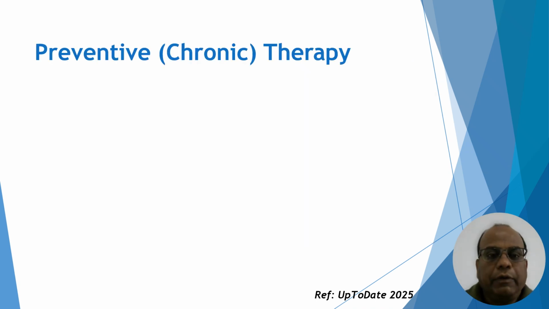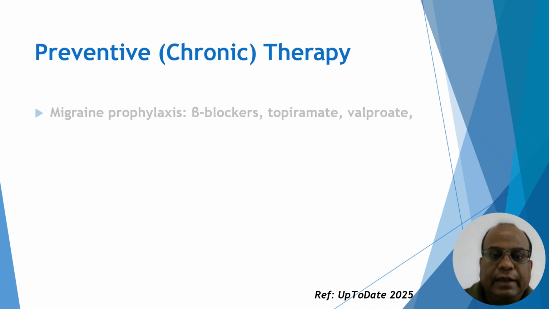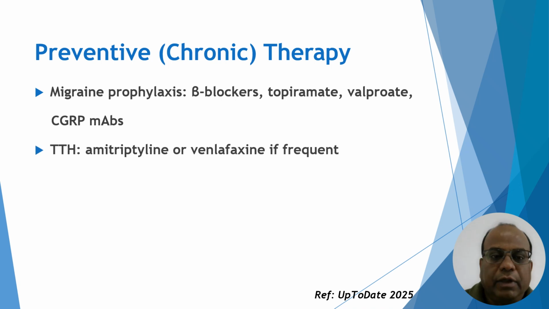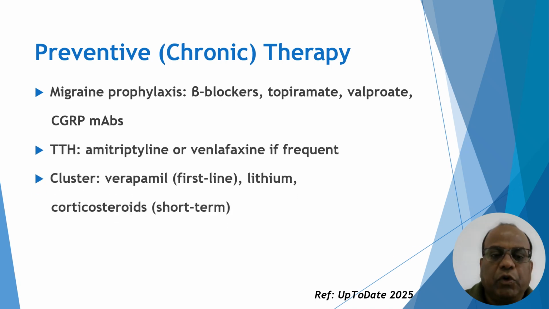Now, I will discuss preventive or chronic therapy. Preventive therapy is indicated when attacks are frequent and disabling. You can use different types of drugs, which are shown here one by one, but choose agents based on comorbidities and the patient's need.